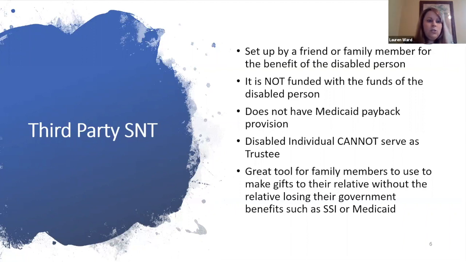This is a great tool for family members to make gifts to their relative without the relative losing their government benefits, such as SSI or Medicaid. One thing to note is if you set this trust up and you are the grantor of it, maybe you're the parents of the disabled person, other individuals can still leave money to this trust. For instance, if grandparents want to leave some money to the individual, they would list the trust instead of listing the individual. That way, this is a great tool for families or friends who want to protect their disabled family member. So that is the basics of the third-party supplemental needs trust.